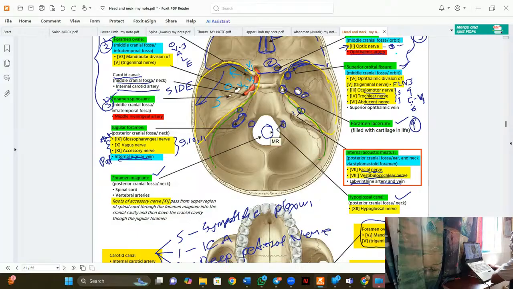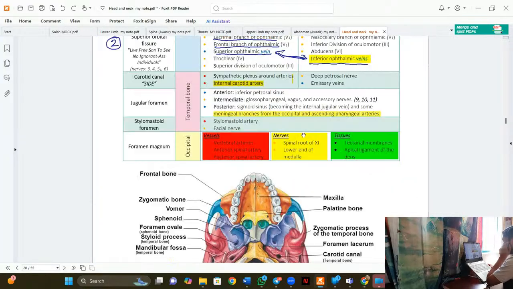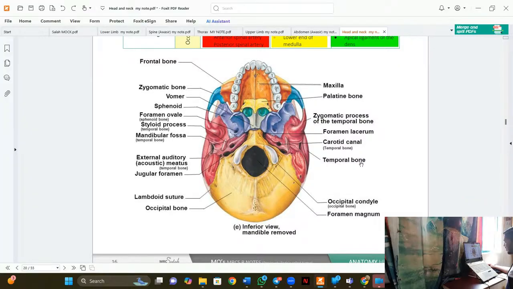Foramen magnum has vessels like the vertebral artery, anterior spinal artery, posterior spinal artery, then nerves: spinal accessory nerve, the lower part of the pons and medulla oblongata. No vein actually. I think no vein, right? Vessels: vertebral artery, anterior spinal artery, posterior spinal artery, but no vein. Spinal root of the accessory and lower end of the medulla, and the apical ligament of the dens.